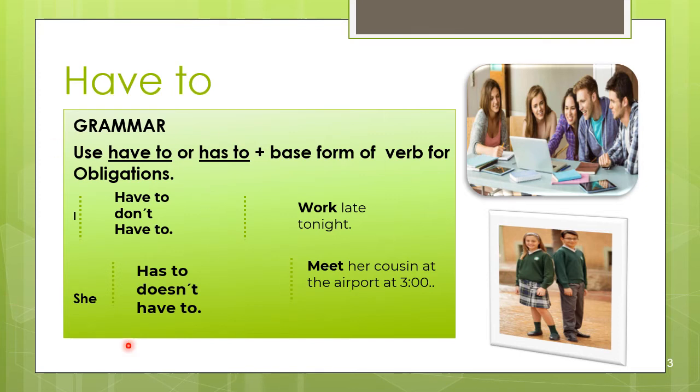Two important examples here. As a student, you can see in this picture, you have to say, I have to wear a uniform for going to school. Remember that have to is used for obligation. What is the form of the auxiliary have to for every personal pronoun? I have to, you have to, he has to, she has to, it has to, we have to, and they have to.